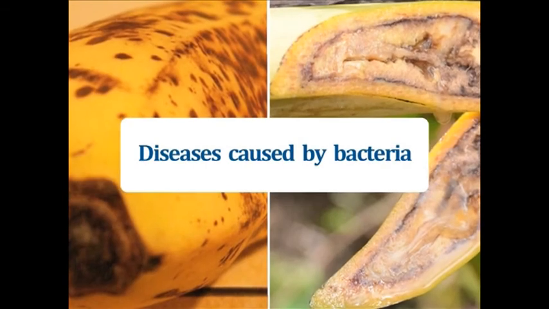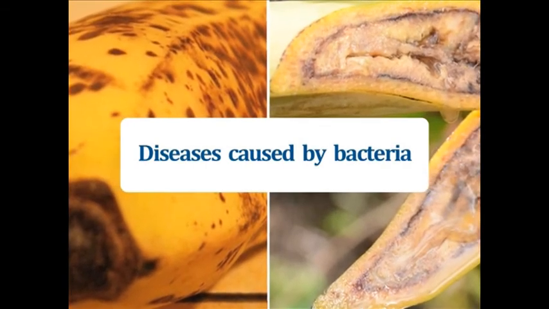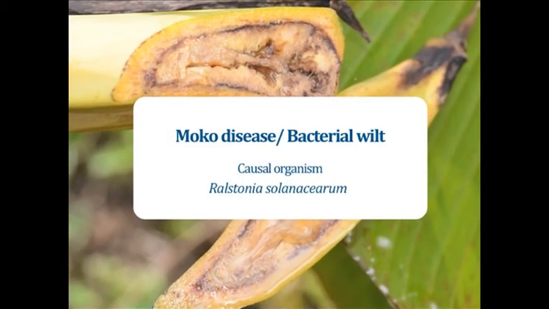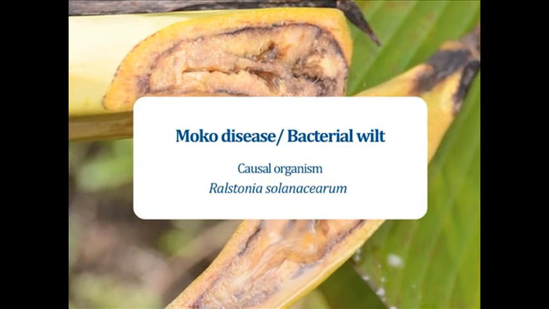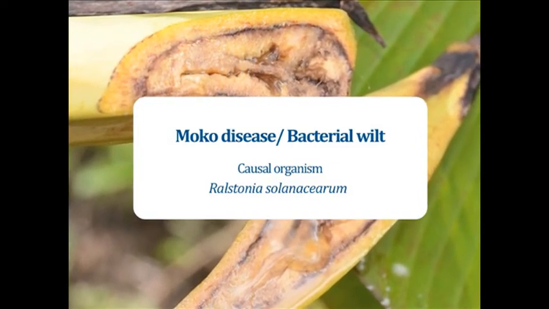However, tip over or bacterial rhizome rot disease, which was considered to be minor earlier, has assumed serious proportions in recent years in India. Now let's discuss one after another about the bacterial diseases. First one is the moko disease, also known as bacterial wilt. It is caused by Ralstonia solanacearum.